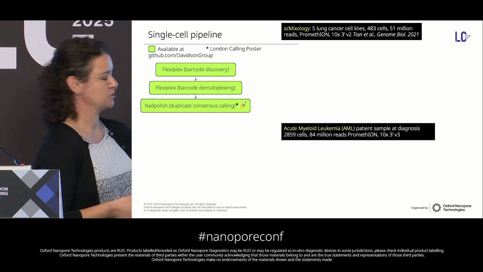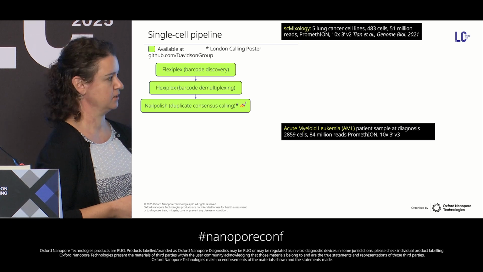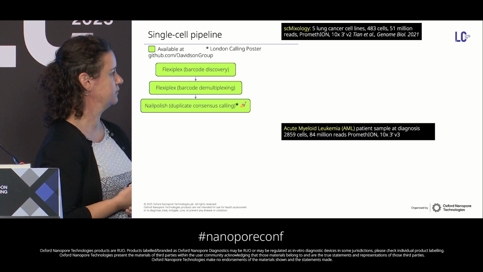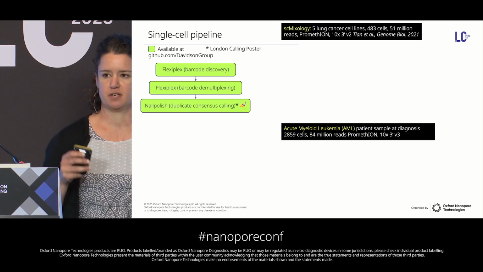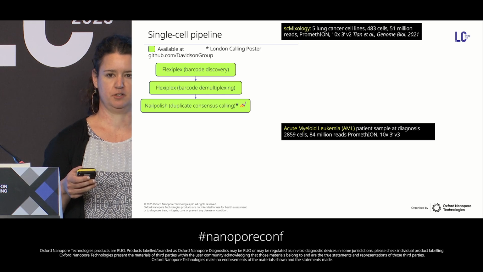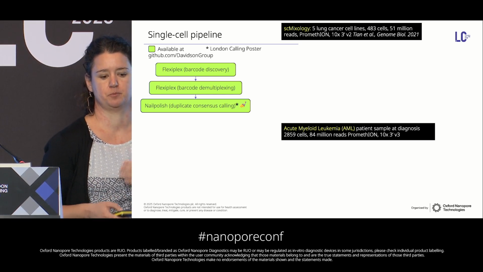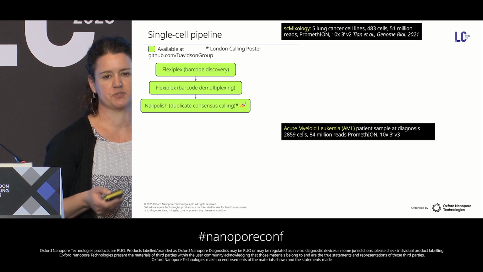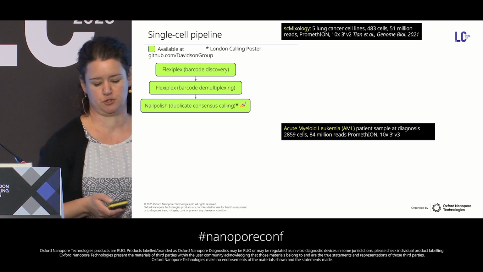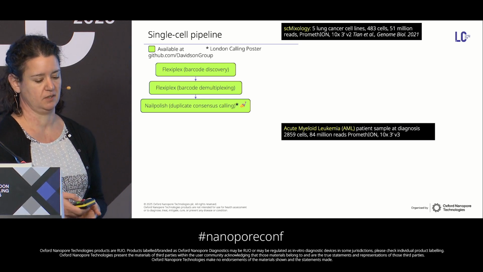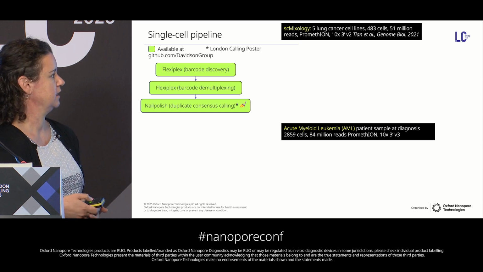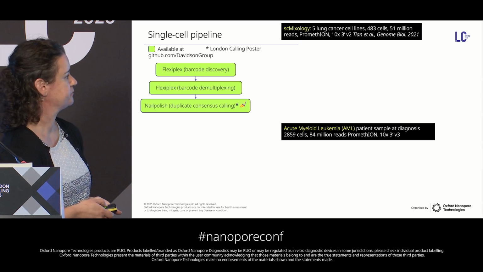And so we've just developed a new tool called Nail Polish, and there's actually an online poster about this, so you can have a look if you're interested. What it does is it will take reads that have the same barcode, UMI, and collapse them and consensus call them to try and improve the error rate. And we find that up to 50% of reads can actually be PCR duplicates. So this can significantly improve the quality of the data.